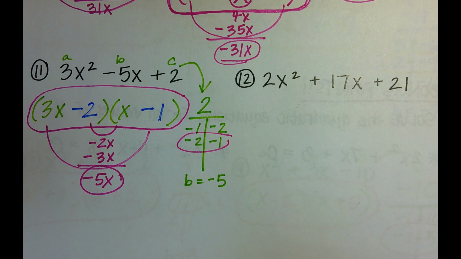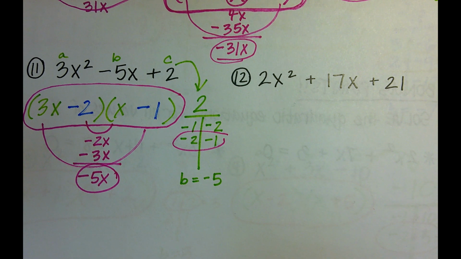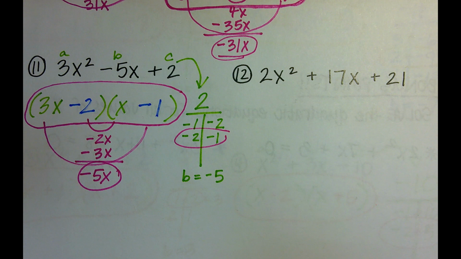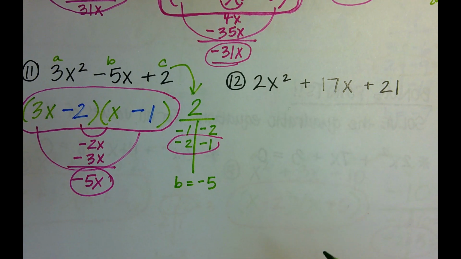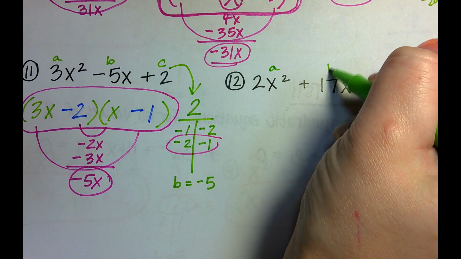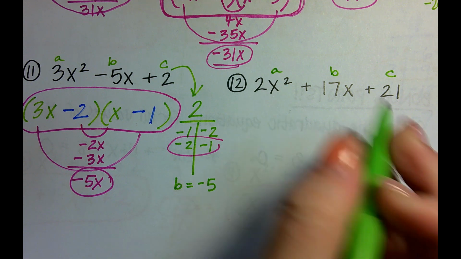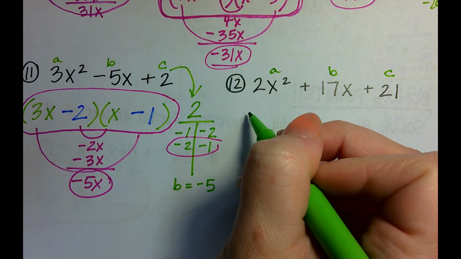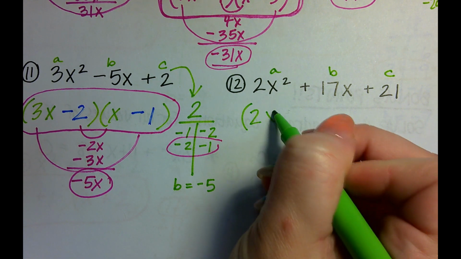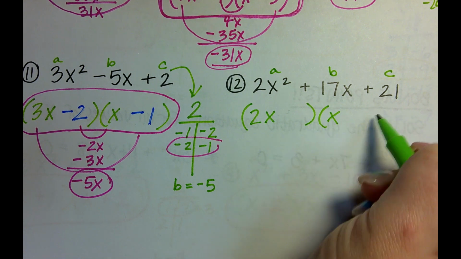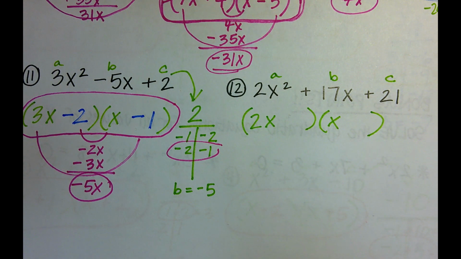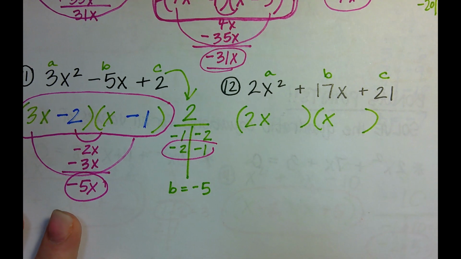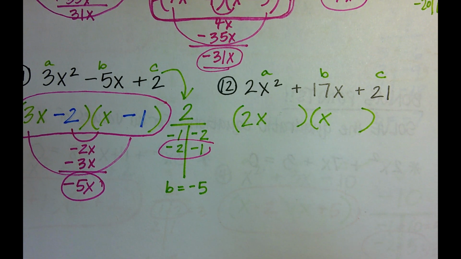Okay. Number 12 is the last one on page 3. So let's go ahead and look at it. Number 12, is there a greatest common factor? Nope. So, what does that mean? A needs to be part of our answer. So what do those pairs look like? 2x and x. Okay. We have our pairs.